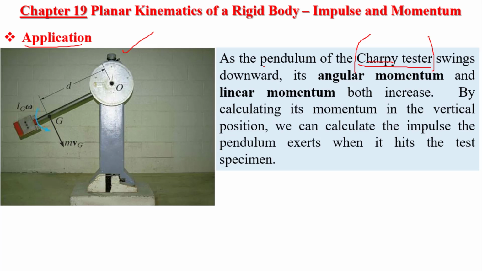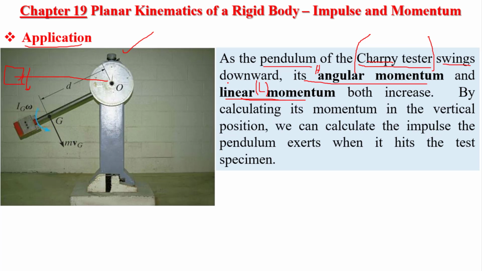This pendulum swings downward. As you can see, maybe it will start from here with this hammer. Then it will swing down, as you can see. Its linear momentum, as you remember, I'll call this parameter L as a symbol, and the angular momentum I will call H.